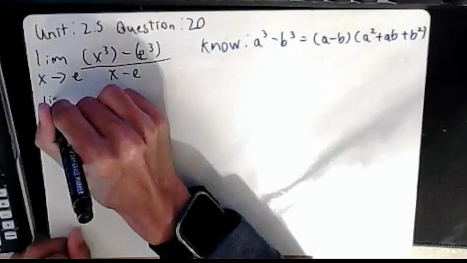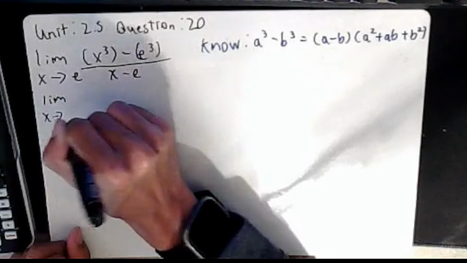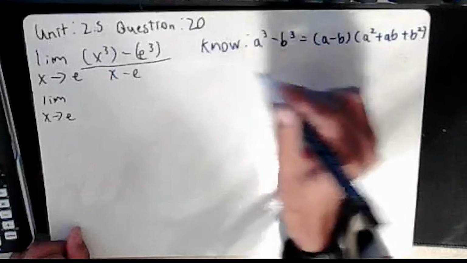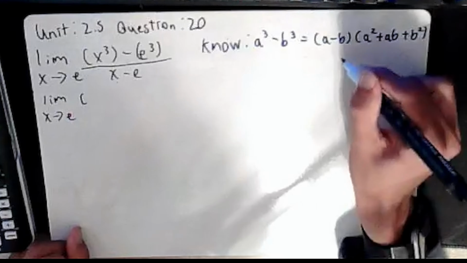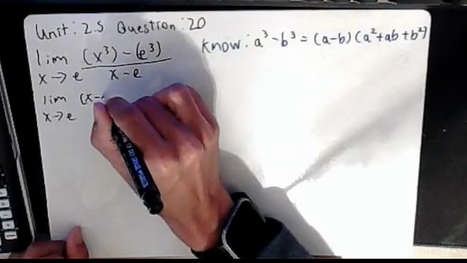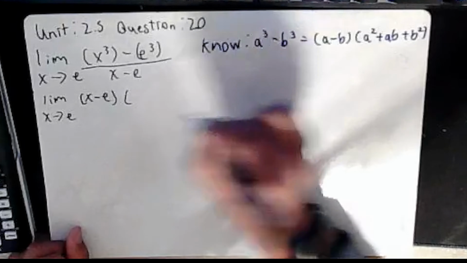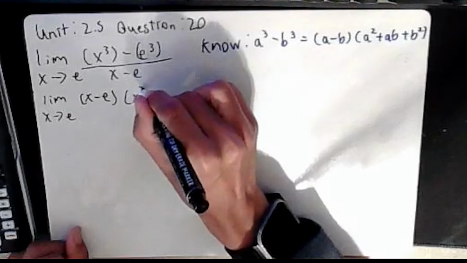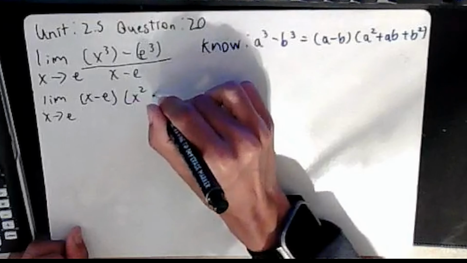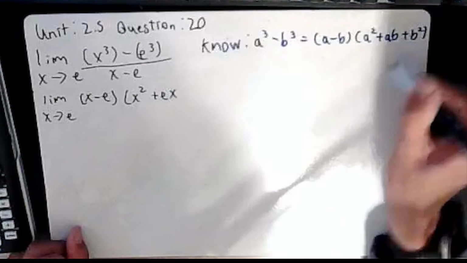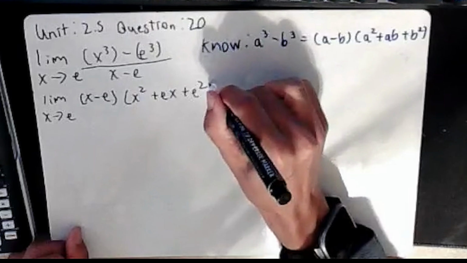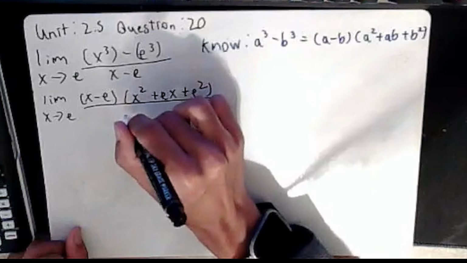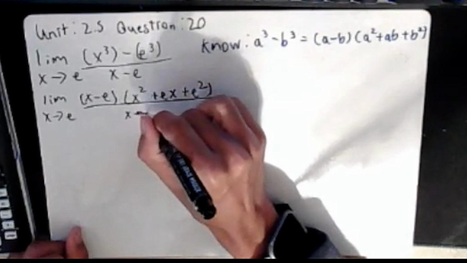So I'm going to drop down the limit as x approaches e. And then our a is going to be our x and our b is going to be our e. So a minus b would be x minus e. And then a squared is x squared plus a times b, so x times e, plus b squared, which is e squared. And then that's still all over x minus e.